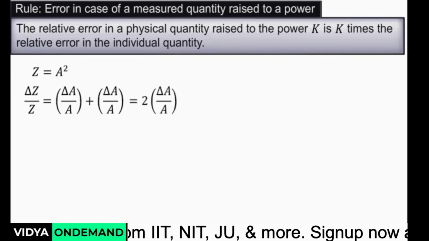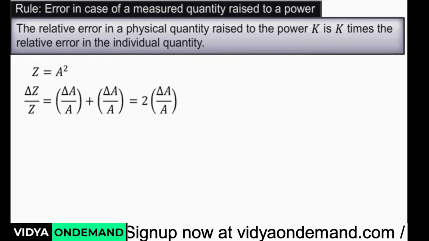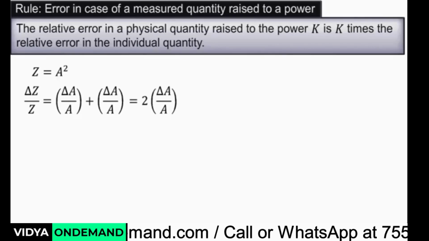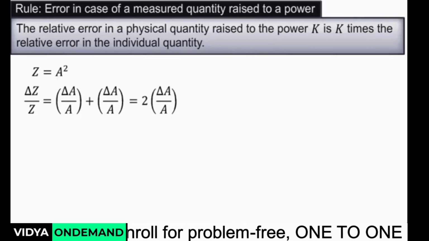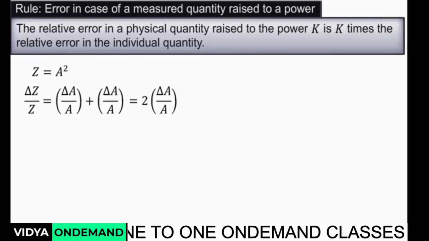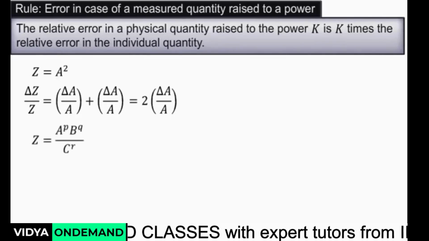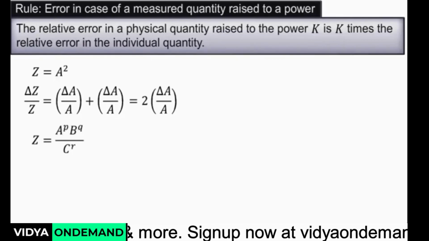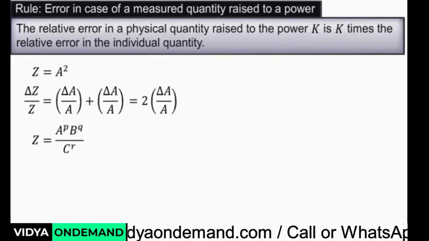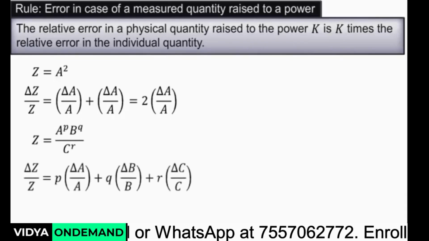In general, if z = a^p times b^q divided by c^r, then Δz/z = p times Δa/a + q times Δb/b + r times Δc/c.